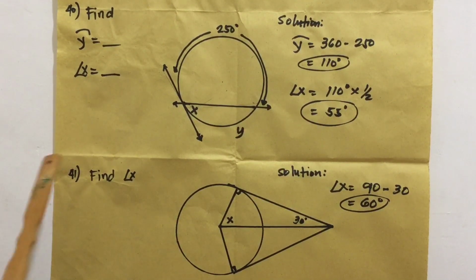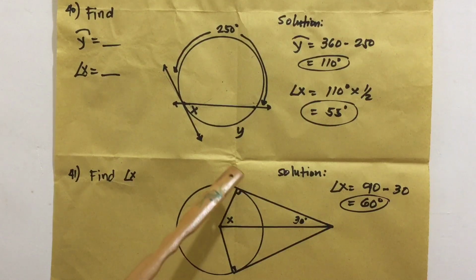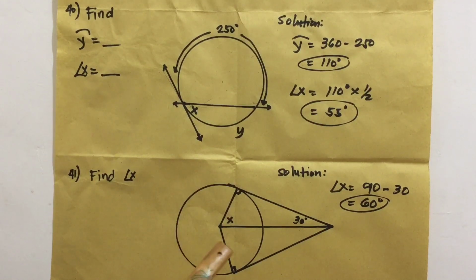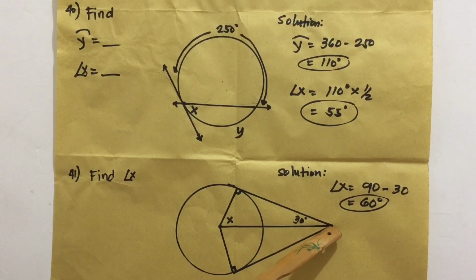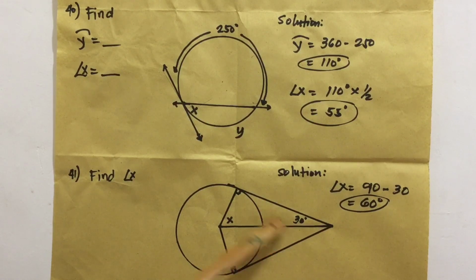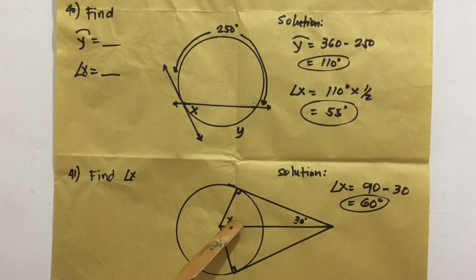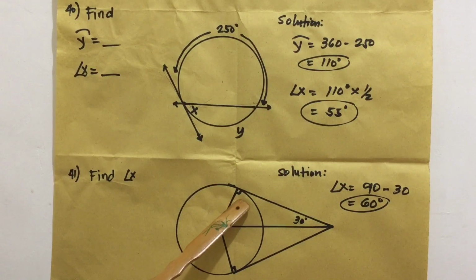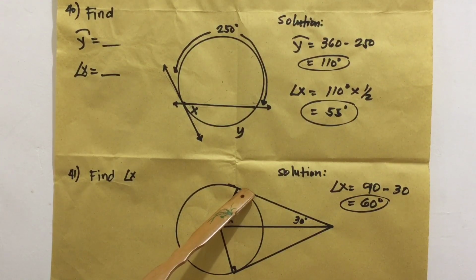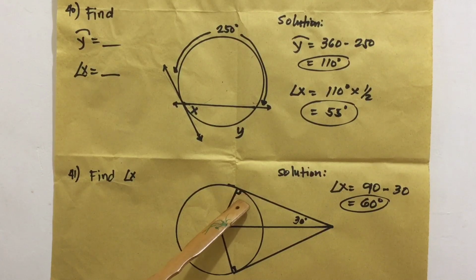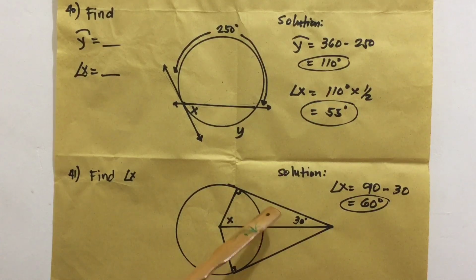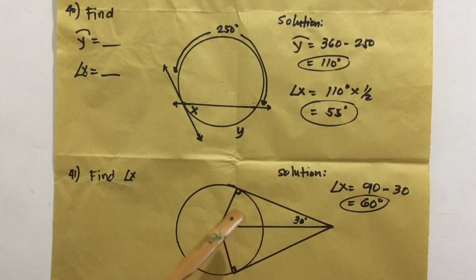Next, number 41, find the X. So we have to study again the given circle, the given tangent, and the segment bisecting the angles here. The given is 30 degrees and the missing is angle X. But there is a specific thing here, the box means 90 degrees. So these two are now complementary angles.